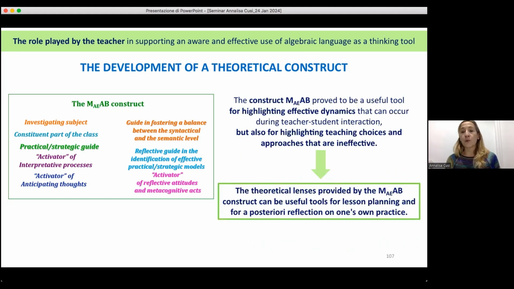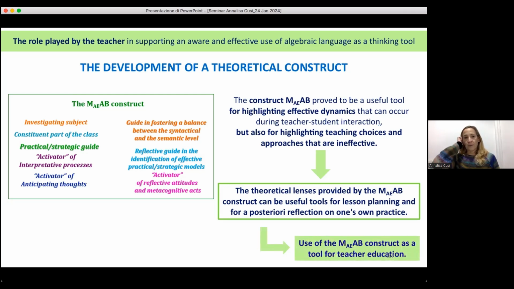And the construct proved to be a useful tool for highlighting effective dynamics, but also for highlighting those choices or those teaching approaches that are not so effective. And so it could represent a tool both to plan lessons and to reflect a posteriori on lessons, so on one's own practice. And this is why I had the idea to use this construct as a tool for teacher education.